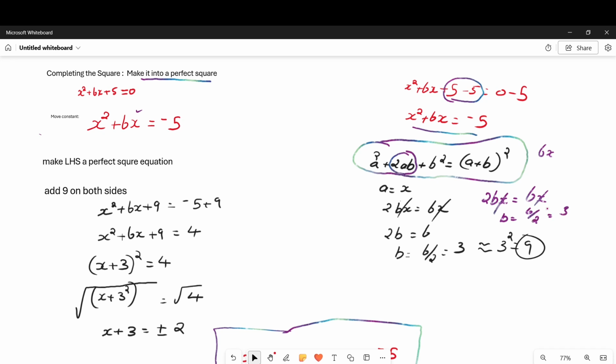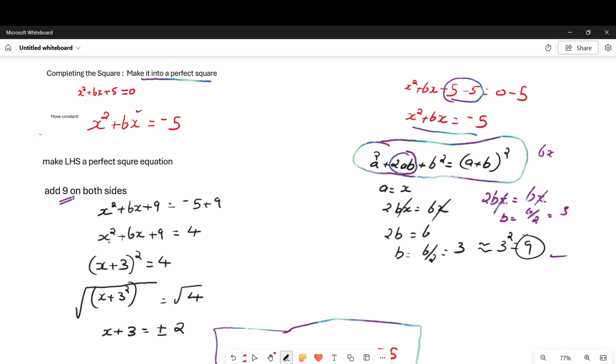Now we need to square the b value. 3 square is 9. So add 9 on both sides. Just see how we make the left hand side a perfect square: x square plus 6x plus 9 is equal to minus 5 plus 9. Adding a number on both sides will not change anything, so the equation still holds. Here on the right side it will be 4.